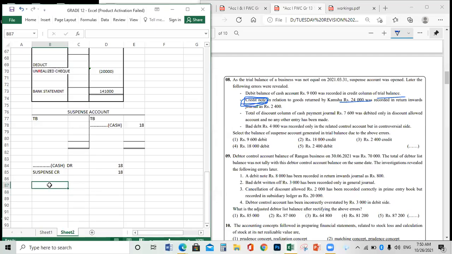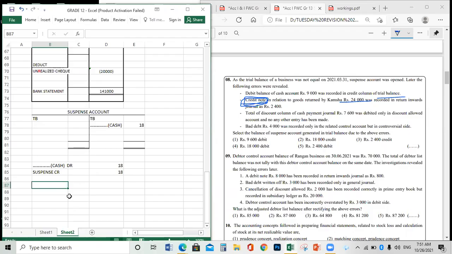Because both ledger accounts are wrong, guys, will it create a suspense account? Yes or no? No, it is not going to create a suspense account. What do you call this error? This is an error which does not affect the trial balance. That is why it is not creating a suspense account.